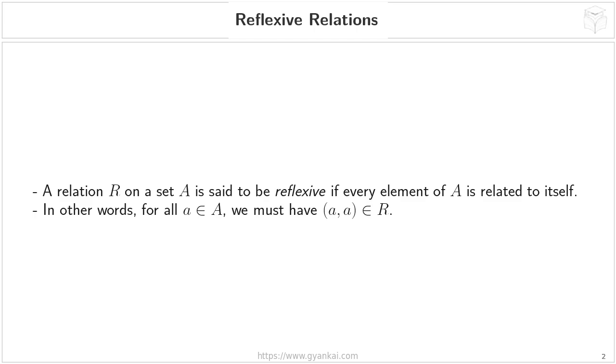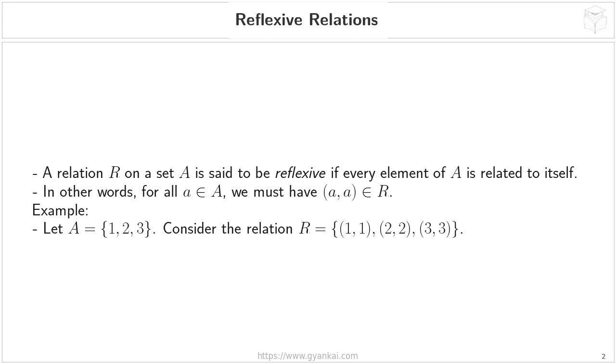a represents any element within our set A. The notation (a, a), read as a comma a, represents an ordered pair where the first and second elements are the same. So this line is saying that for every element in set A, the ordered pair (a, a) must be present in the relation R. If even one element doesn't have this pairing, the relation isn't reflexive.